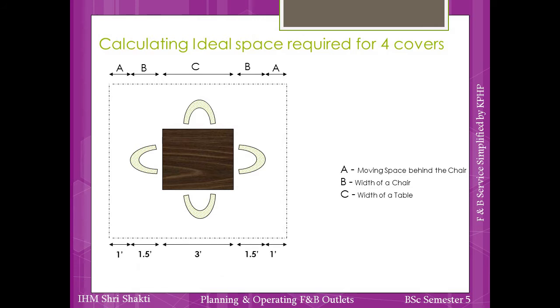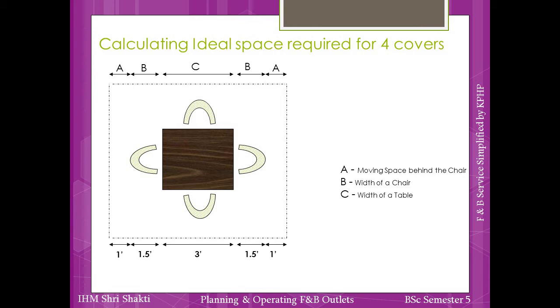Using the guidelines, the moving space behind the chair is supposed to be a minimum of 1 foot. That is to pull and push the chair, make them comfortable, and also to move around the restaurant, for the guest or staff members. That's the minimum space you need to leave behind a chair, 1 foot. And one chair usually occupies 1.5 feet in width. And for a table for 4 people, generally a 3 feet table accommodates 4 covers comfortably. So 3 feet is the width of it, and again we repeat 1.5 feet and 1 foot.